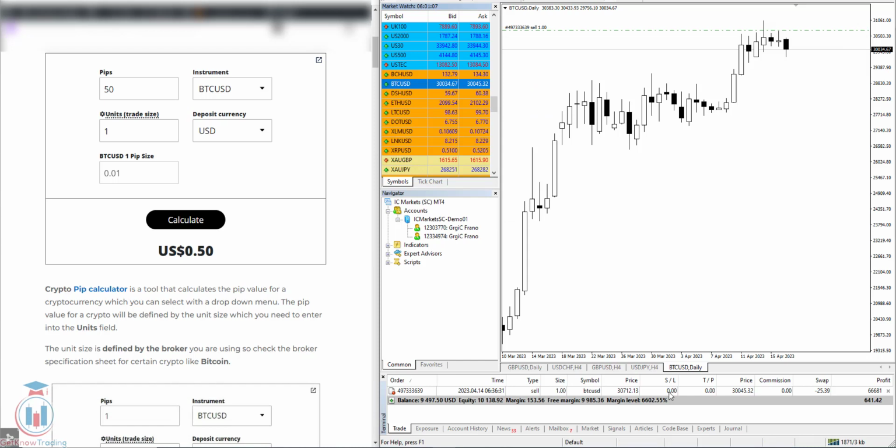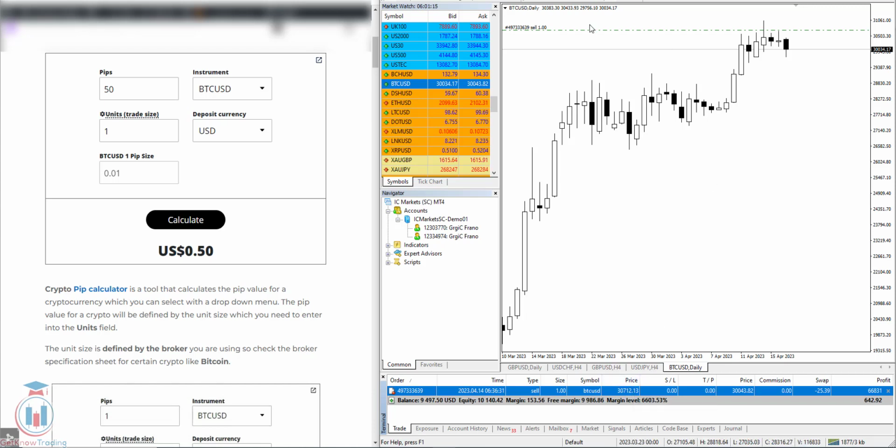In my case, I have already opened one order, which is a Bitcoin USD at the price $2.13. And that is here on the trading platform where you can see it. Now, the current market price is 30,50.32. So this is a change of 66,500 pips.